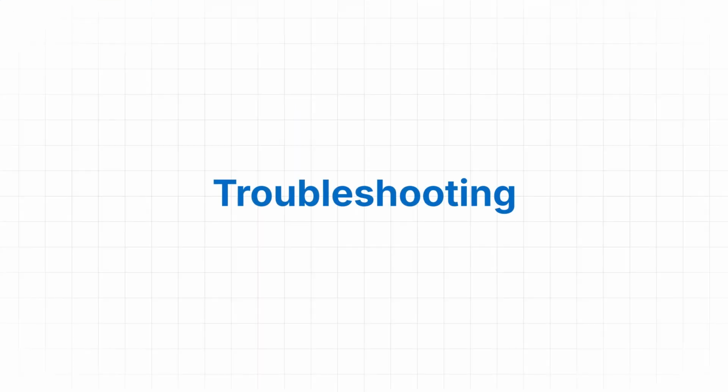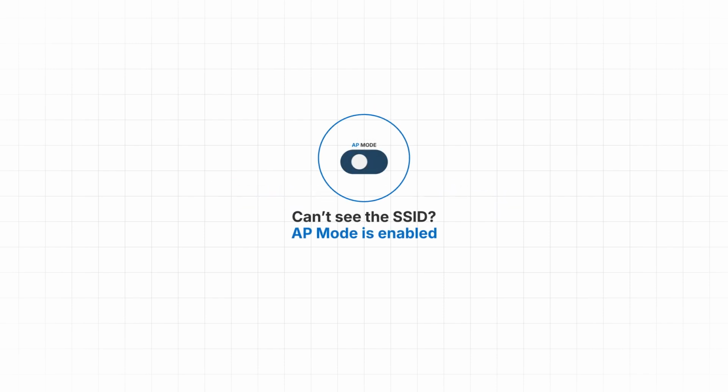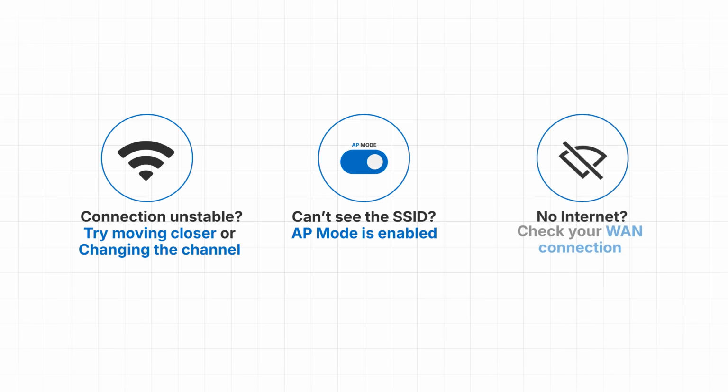Troubleshooting. Can't see the SSID? Make sure AP mode is enabled and not hidden. Connection unstable? Try moving closer or changing the channel. No internet? Check your WAN connection.